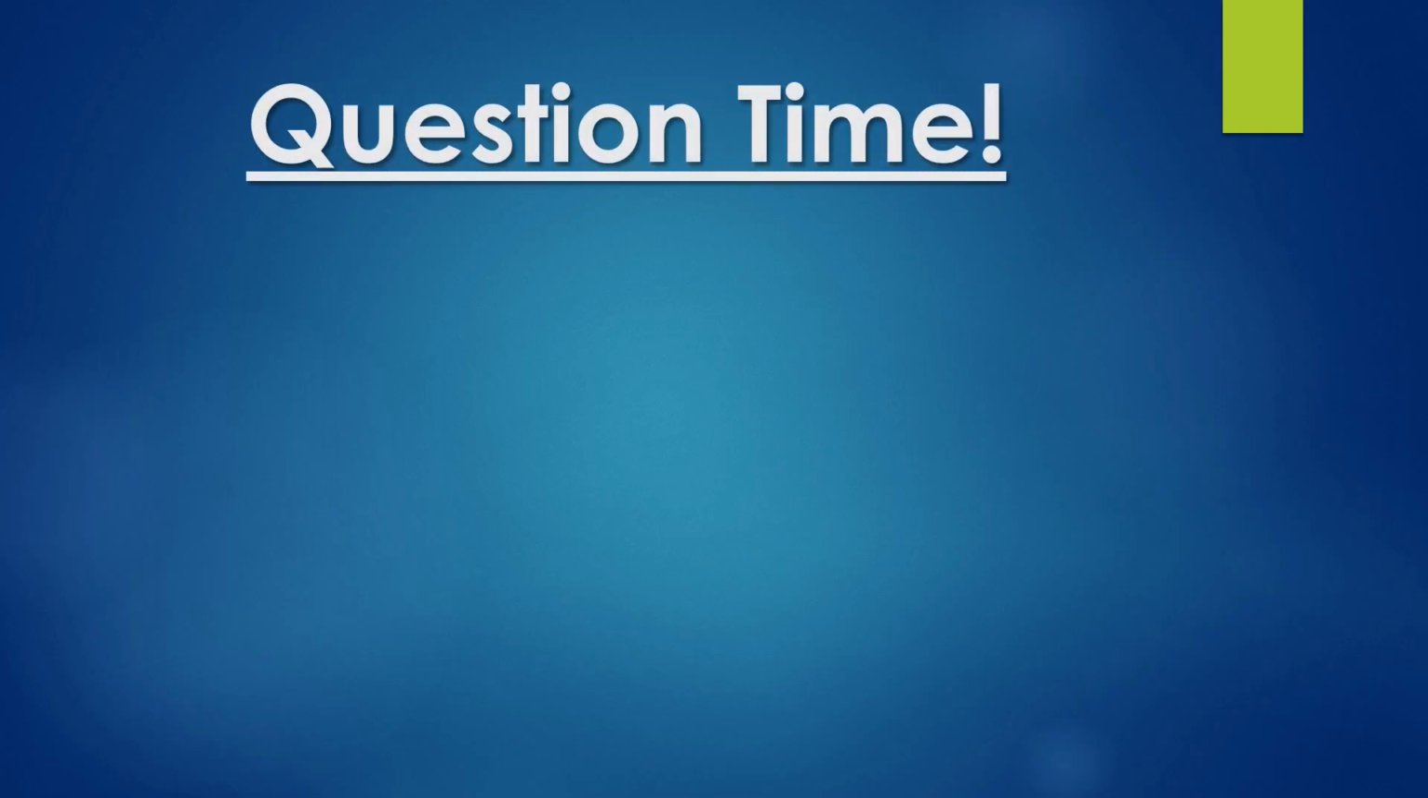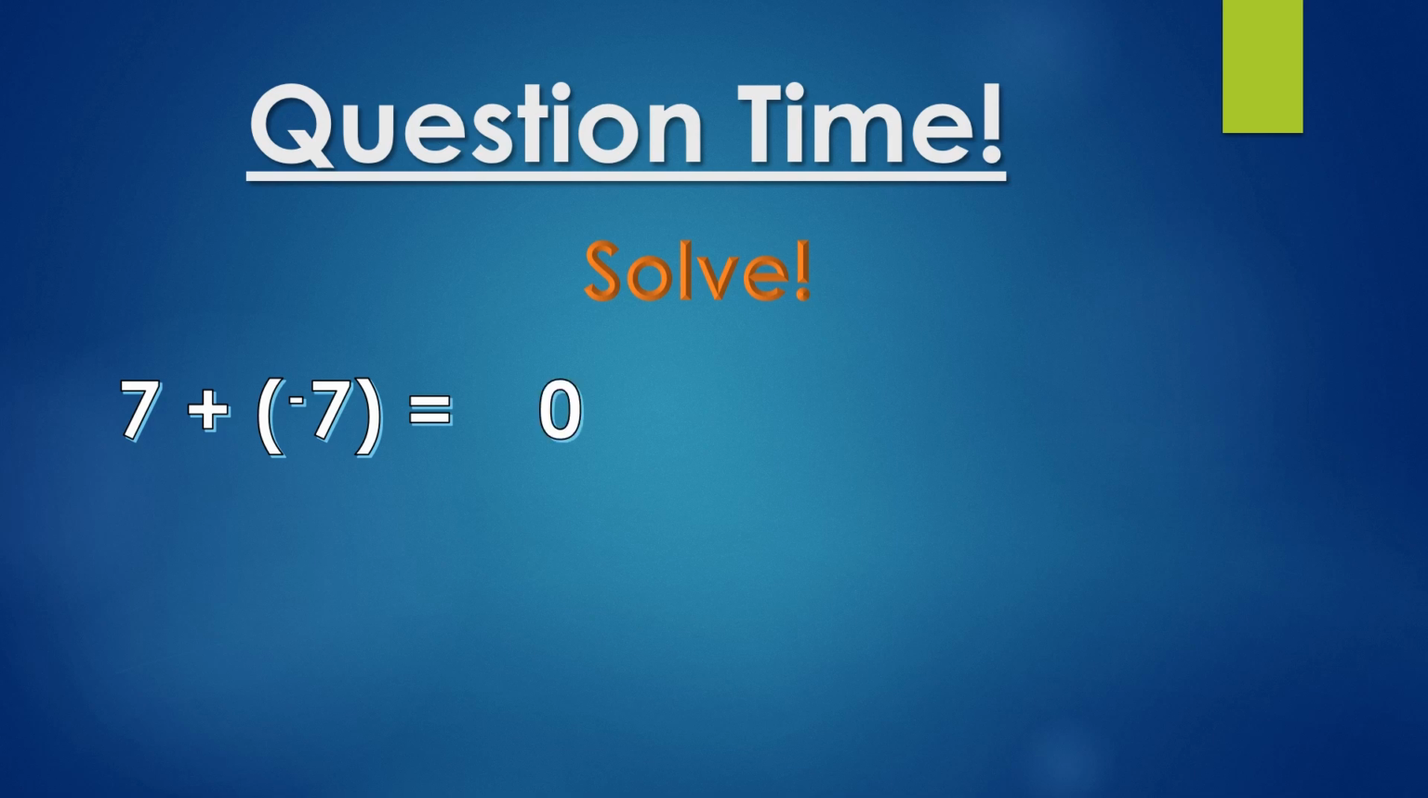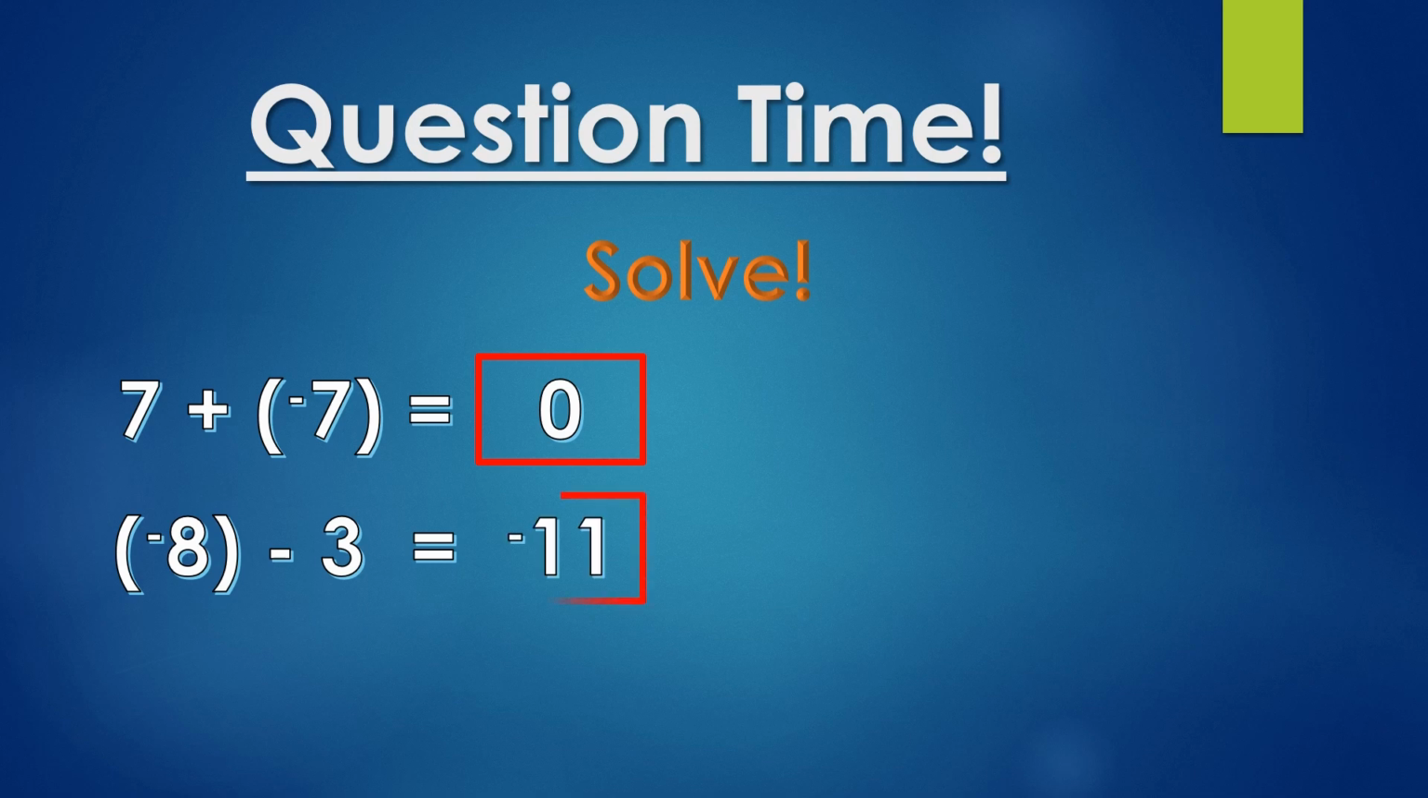And now, it's question time! It's time to solve some integer problems. Let's take a look at it. First, we have 7 plus negative 7. Since 7 and negative 7 are complete opposites and the same distance from 0, they would balance out and give us 0. Next, negative 8 minus 3. So since we have a negative subtracting a positive, that's going to go farther from 0. So we have negative 8 minus 3 would give us negative 11.